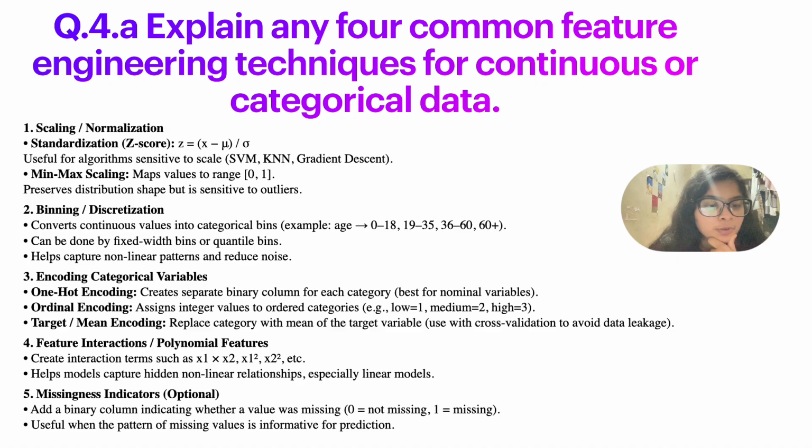In one hot encoding, we create a separate binary column for each category. In ordinal encoding, we assign integer values to ordered categories, like we assign 1 to low, 2 to medium, and then 3 to high. But we can't do the same in case of fruits, otherwise it will lead to manipulated results. Target or mean encoding: replace the category with the mean of the target variable.